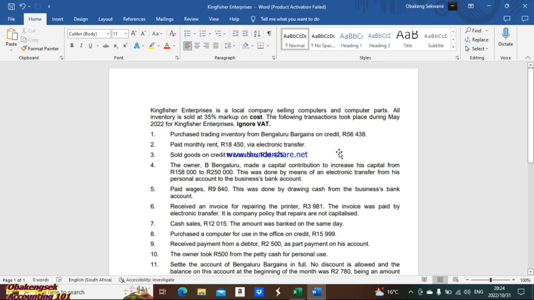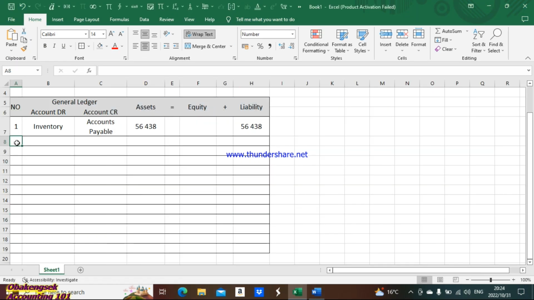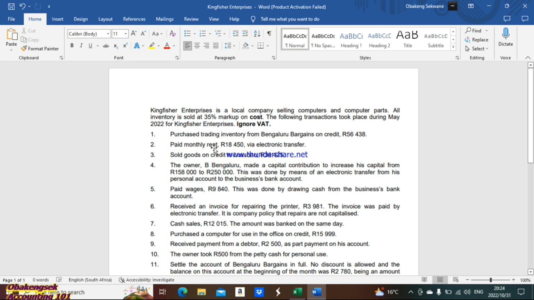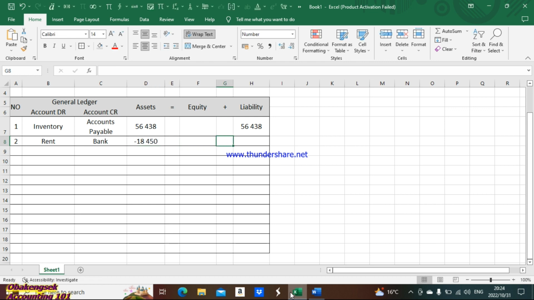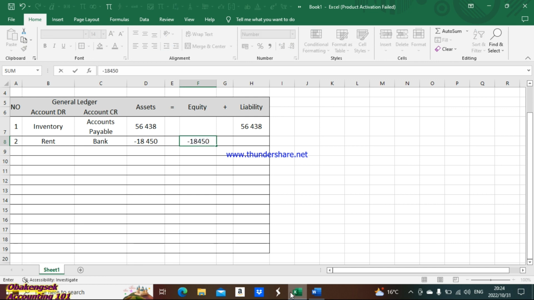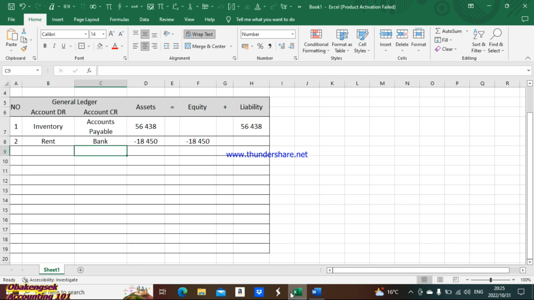And then question 2, we paid monthly rent of 18,450 by electronic transfer. So in number 2, we have rent debited and bank credited. Our rent amounted to 18,450. It's money going out, so it's going to be a negative 18,450. Then our rent is an expense, so it's going to be 18,450 in equity.